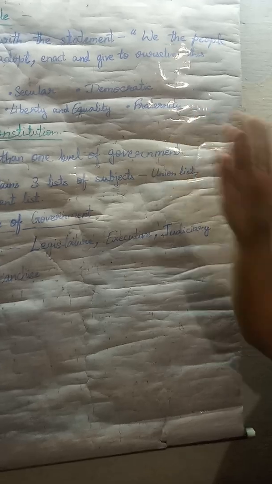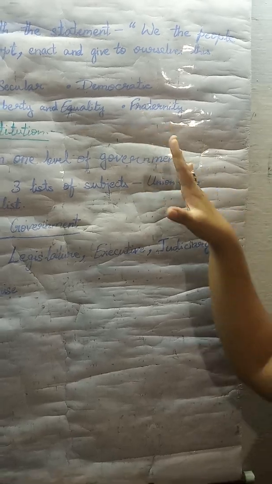And the last is fraternity. This word indicates the feature of the preamble as well as the constitution, that there should be the feeling of brotherhood amongst the people of India. Fine. The people of India should be together, should be united, so that no one could in any way harm us.